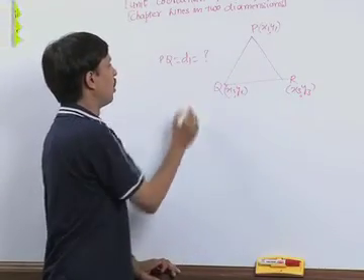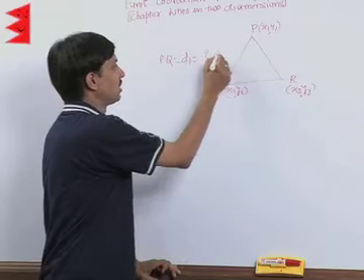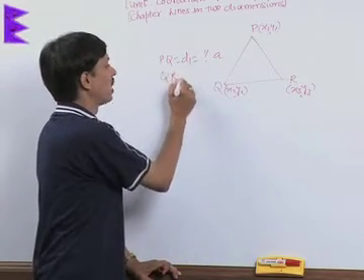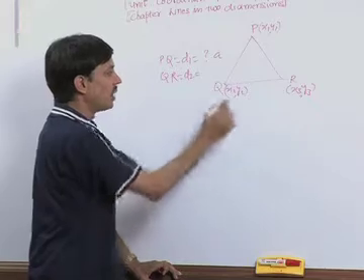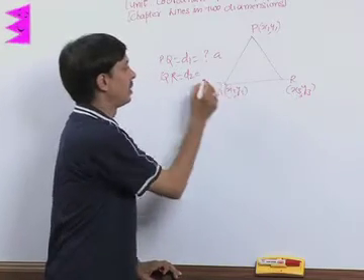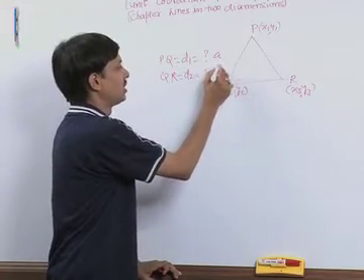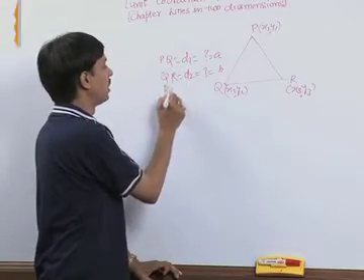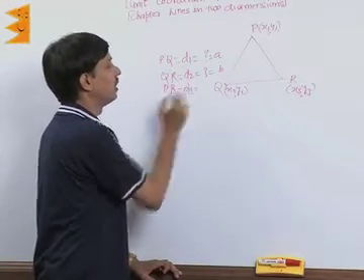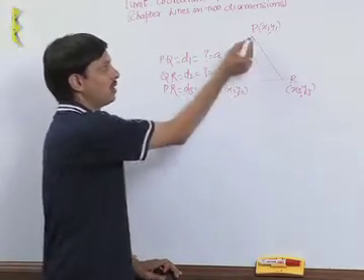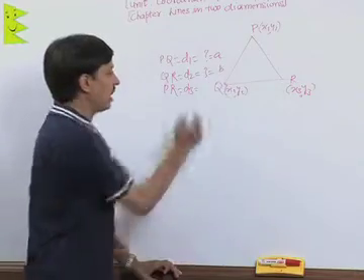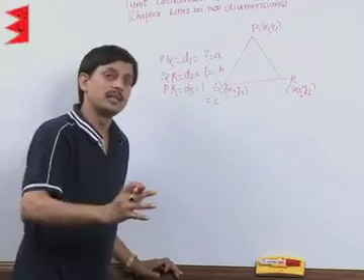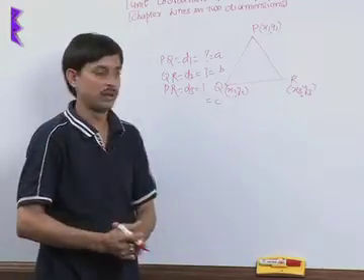Suppose this distance comes out to be A, then we can calculate the second distance QR, suppose second distance D2, again from x2, y2 and x3, y3, and suppose this distance is given by B. Now we will calculate the third distance PR, that is D3, which is also calculated by the same distance formula, and suppose that distance is C.